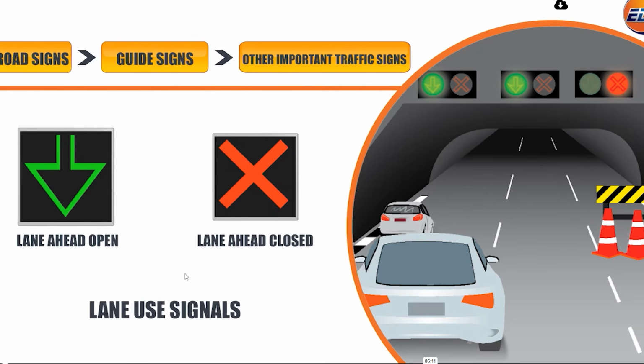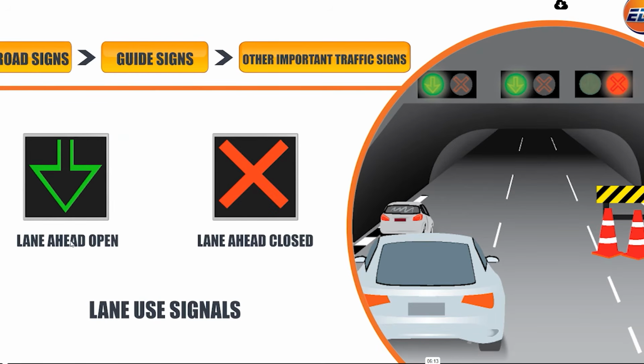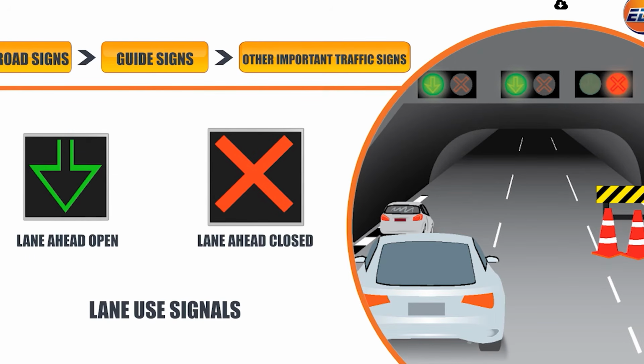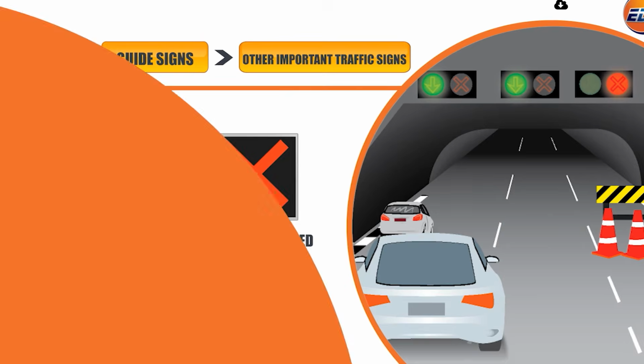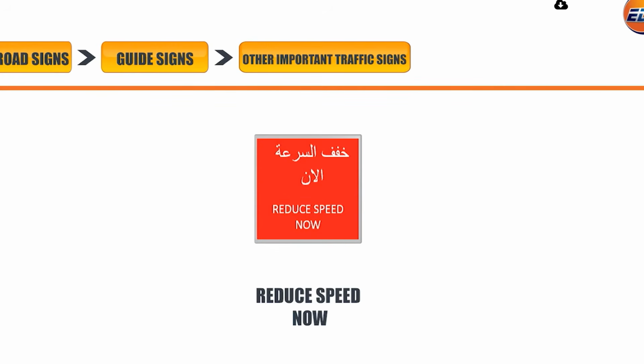Lane ahead open. A green arrow signal indicates the lane is open and motorists are permitted to drive in that lane. Lane ahead closed. A red X signal indicates the lane is closed and motorists are not permitted to drive in that lane.